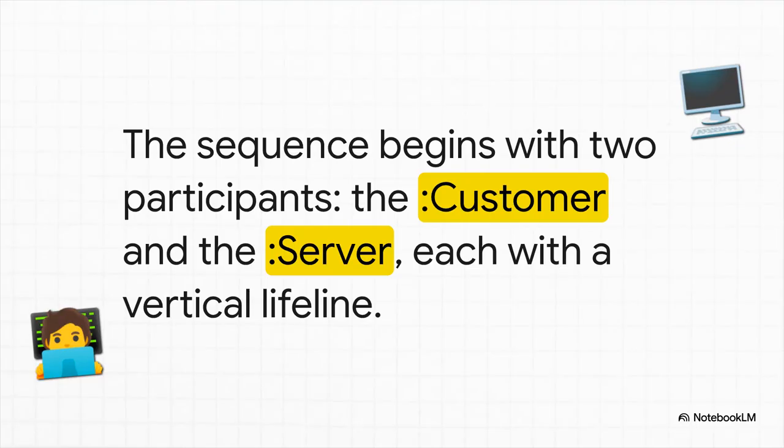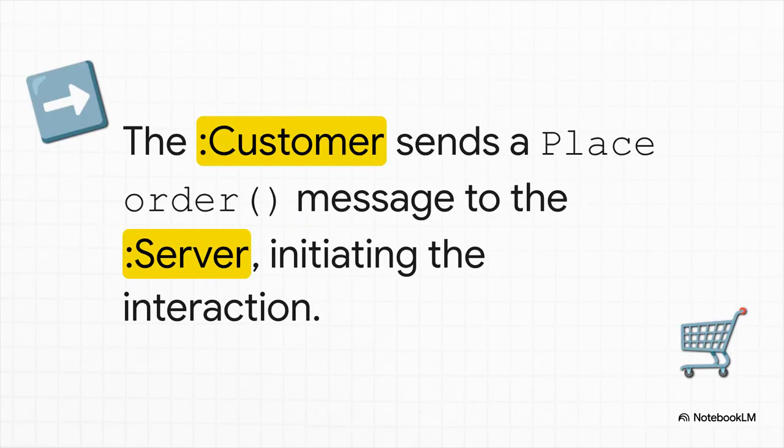We've got just two participants here, the customer, who's our actor, and the server, which represents the website system. You can see they each have their own lifeline, just waiting for the interaction to start. Okay, I see. So that first arrow, that's the trigger for everything else. The customer is sending a place order message directly to the server. The arrow points right from the customer to the system, making it obvious who's initiating the action.